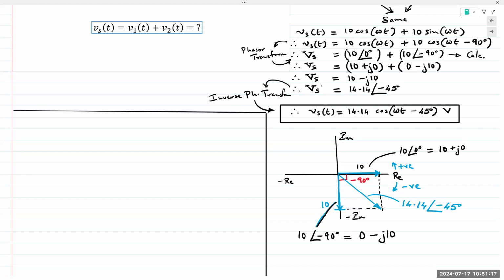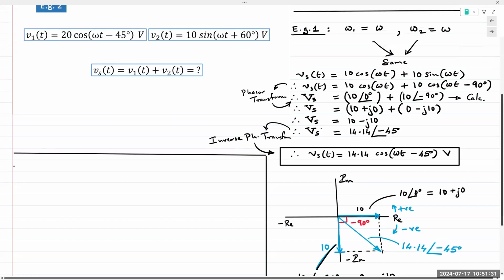Excuse me. Shall we move to example 2? Okay. All right, example 2.